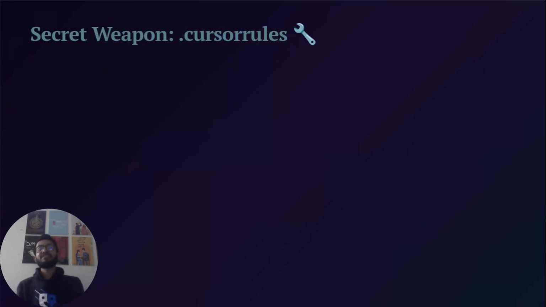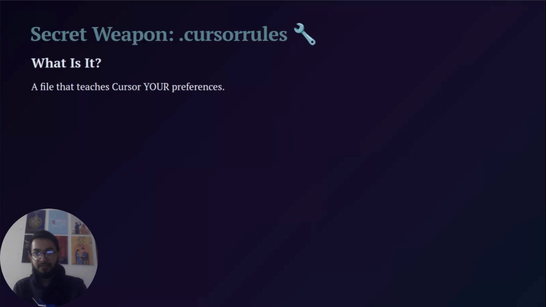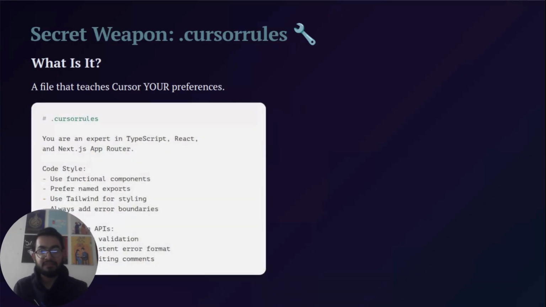Well, now I'll share a secret weapon that actually helps you. So you need to define a dot cursor file, like dot cursor rules. So why is this important? Before knowing the importance, you need to know what it actually is. It is a file which actually teaches Cursor your preferences, I mean, like your code base styles, like how you actually like to name your APIs and everything.